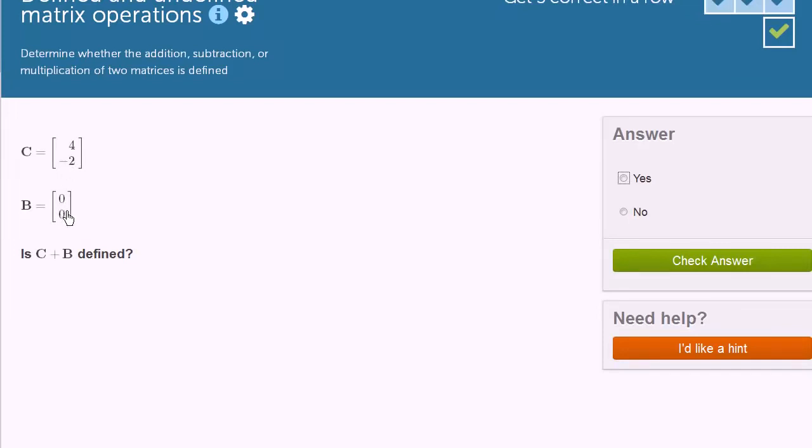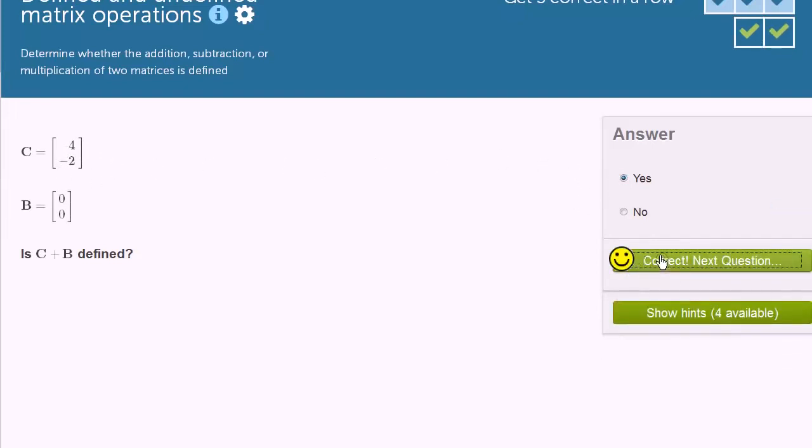And the reason why is because with matrix addition, you just add every corresponding term. So in the sum, the top, it'll actually be 4 plus 0 over negative 2 plus 0, which is still just going to be the same thing as this matrix up here. But what they're asking, is this defined? Absolutely. These both are 2 by 1 matrices. So yes, it is defined.